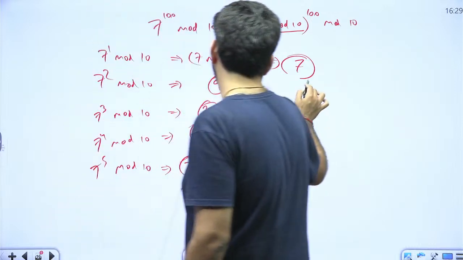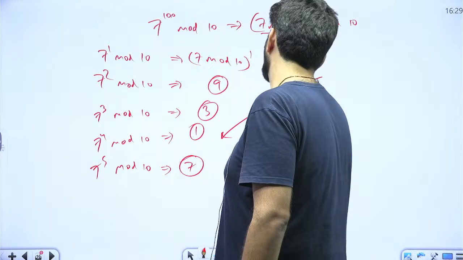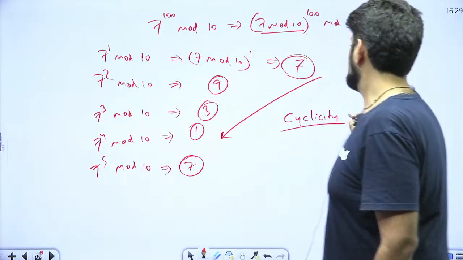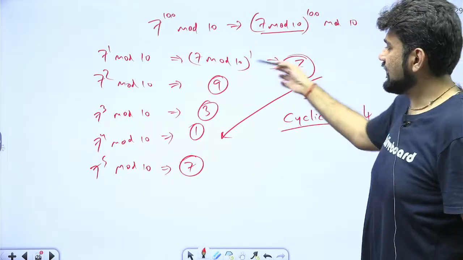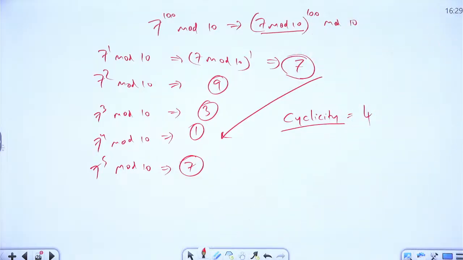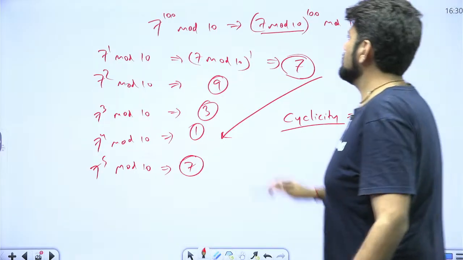So this is cyclicity. Cyclicity is equal to 4. That means after every 4 remainders, the remainders will start repeating themselves. Now we are at the 5th remainder. Now the question is, what will be the remainder in this case?